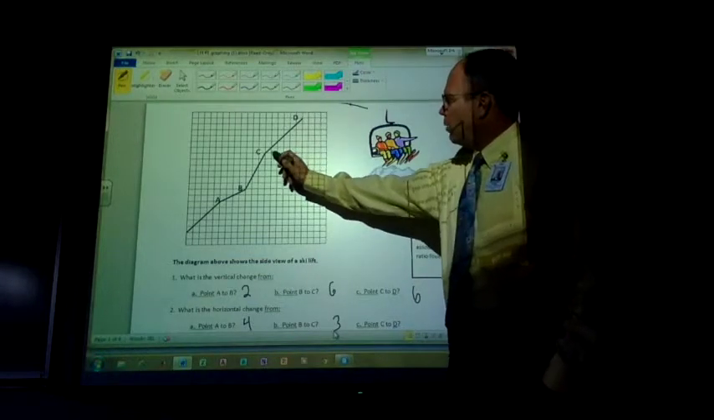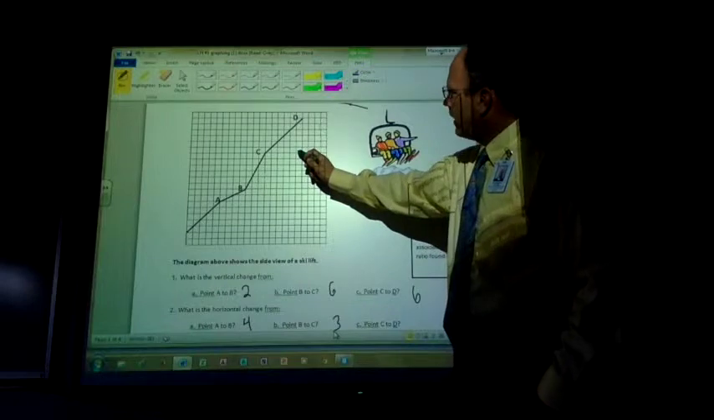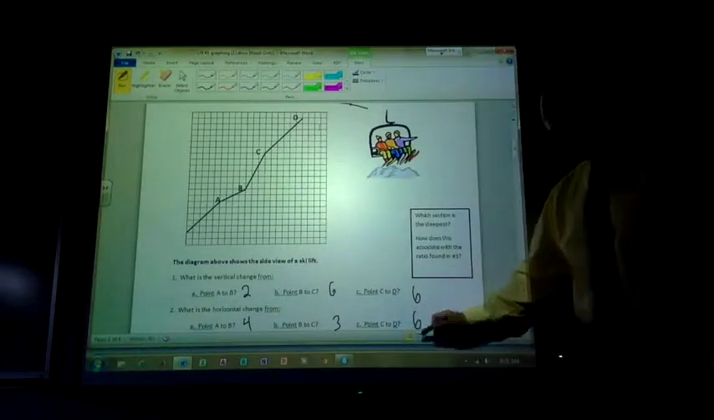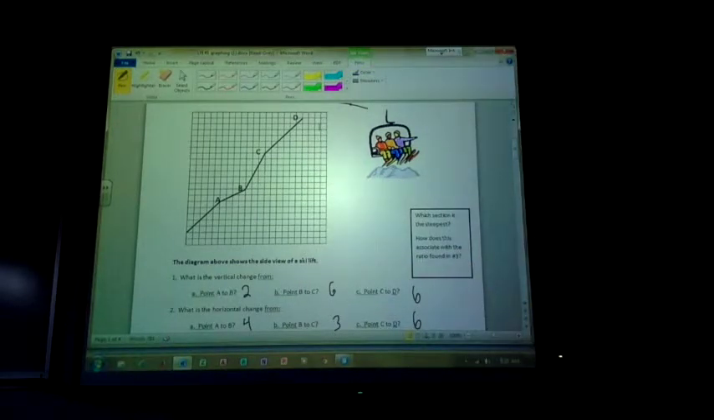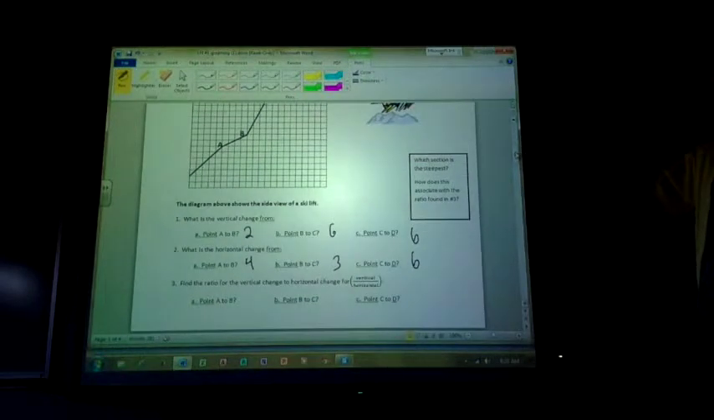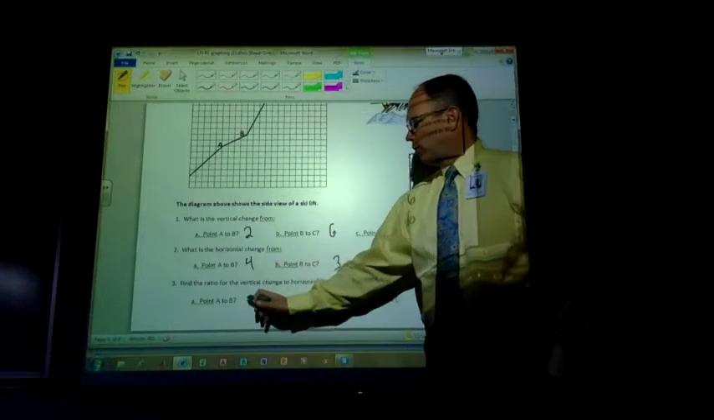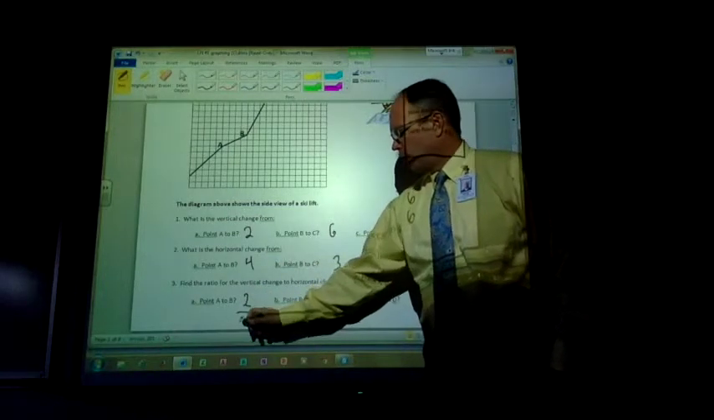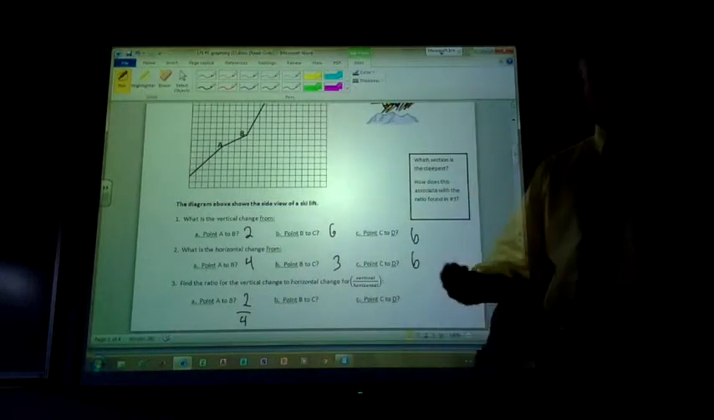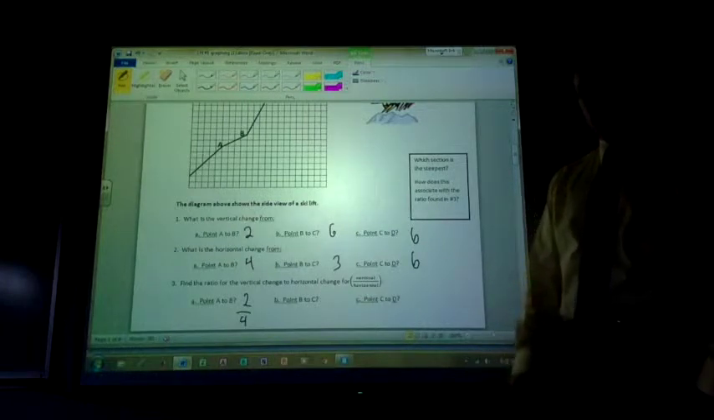6 maybe? 1, 2, 3, 4, 5, 6. I like it. Okay. So we just talked about vertical change and we talked about horizontal change. And then what I think we can do with that is find the ratio for the vertical change to the horizontal. So vertical over horizontal. So vertical here was 2, horizontal was 4. So we have change of 2 over 4. Could I reduce that? It's 1 over 2.